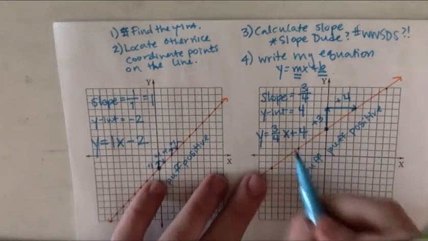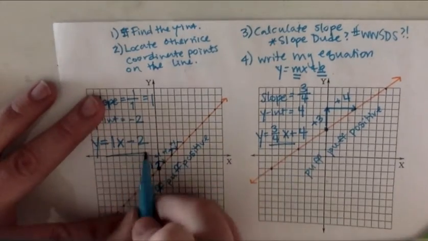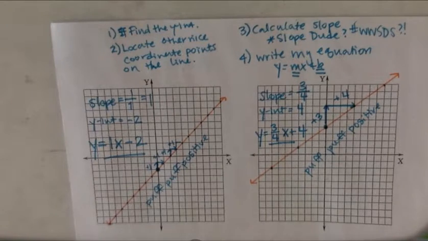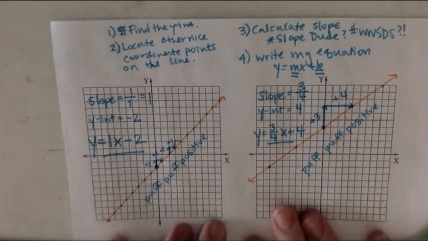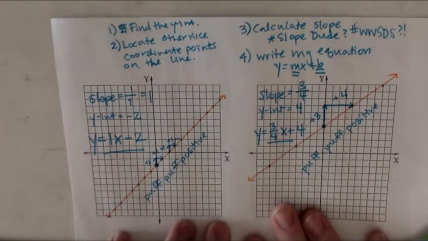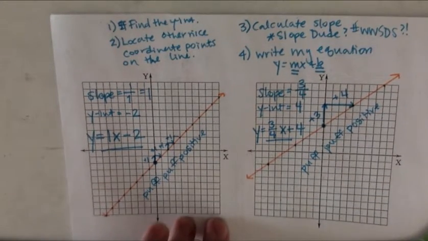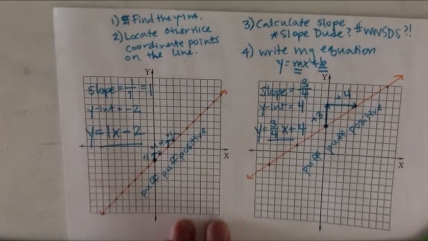So I have now created two equations for these two different lines. One more video after this, and we're going to look at how to make equations for nice negative lines, and then you will be set and ready to go and work on your must-do problems and the exit pass.